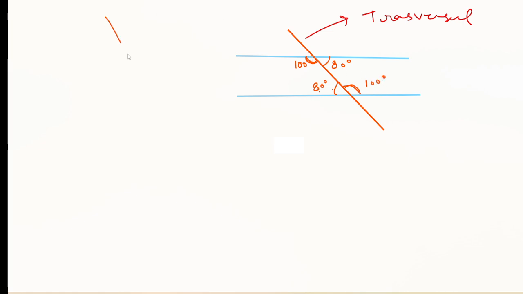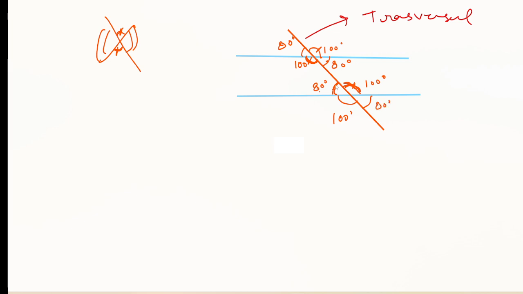Then if two lines are crossing each other, the opposite angles are also equal. Like this would be equal to this angle. So if this is 100, this would be 100 because they are opposite angles, right? Opposite angles are also equal. If this is 80, this would be 80 degrees. Again here opposite angles are equal. So if this is 100, this angle would be 100. If this is 80 degrees, this would be 80 degrees.